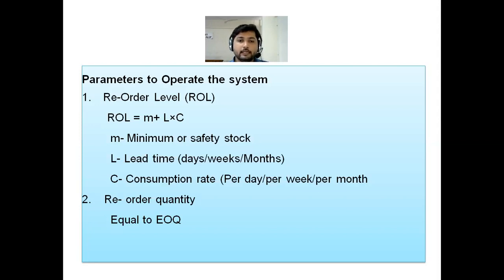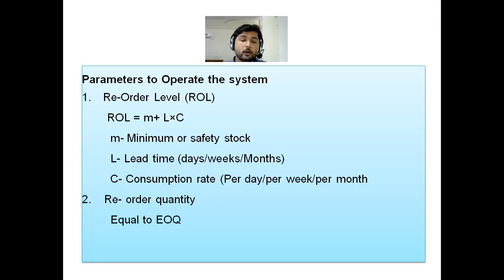Then next, capital L is lead time. In bracket, it will be in days, or weeks, or months. Then capital C is equal to consumption rate. So it may be per day, per week, per month, according to lead time. If lead time is in days, then consumption will be per day. If lead time is in weeks, then consumption will be per week. If lead time is in months, then consumption rate will be per month.